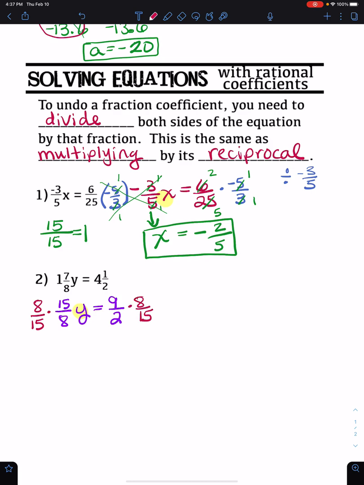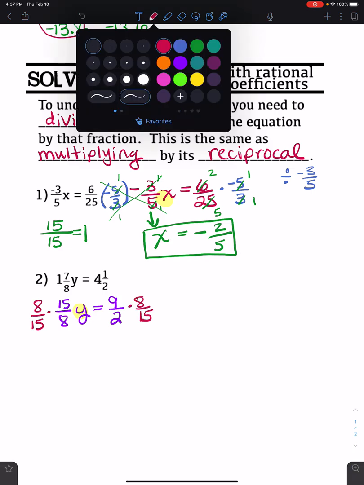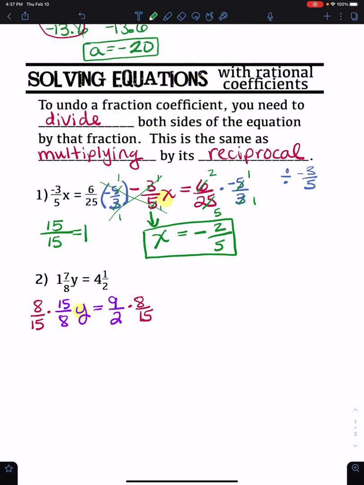Whatever I do to one side, I have to do to the other. Now I'm going to look for some cross-canceling opportunities. Of course, this totally cancels out here. And on the other side, 2 goes into 2 once and into 8 4 times. 3 goes into 9 3 times. 3 goes into 15 5 times. So 3 times 4 is 12, and 1 times 5 is 5. I love this answer. Improper fractions in simplest form are fine.